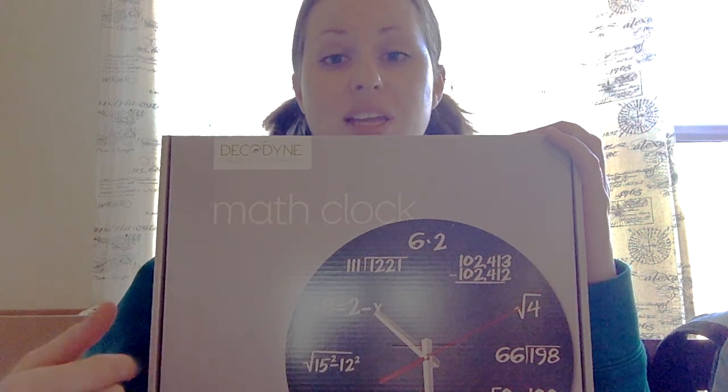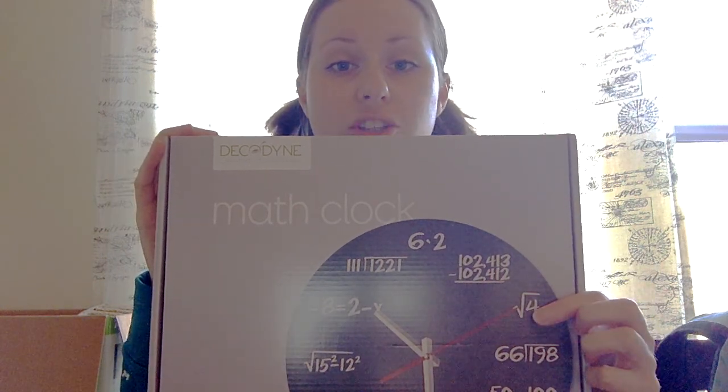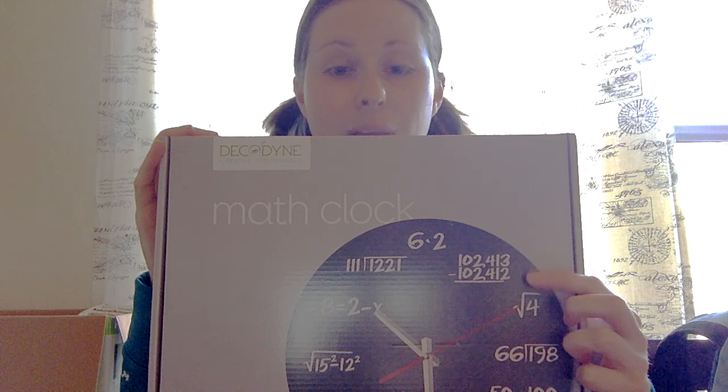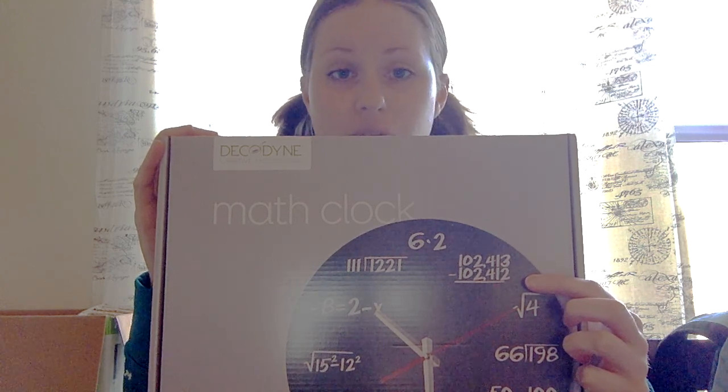Same thing if you have, for 1 o'clock, 102,413 minus 102,412. Well, if you do that subtraction, you have 1. So I want you to come up with fun numeric expressions that are going to equal each of the numbers on the face of the clock. Be as creative as you can. Use exponents, square roots, anything you can think of. Just make sure that when you go to simplify that numeric expression, it equals each of the numbers.